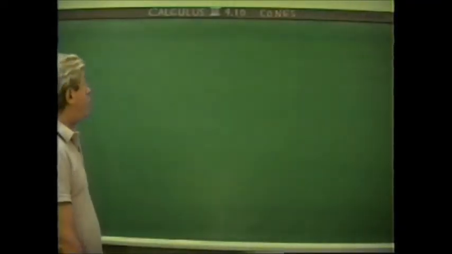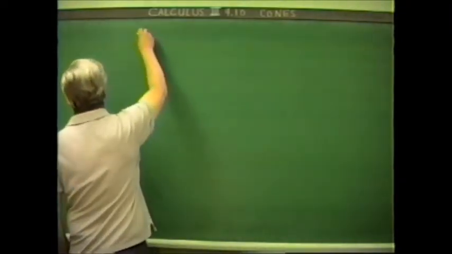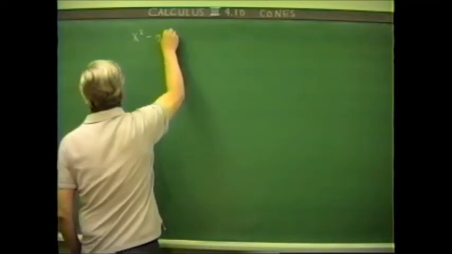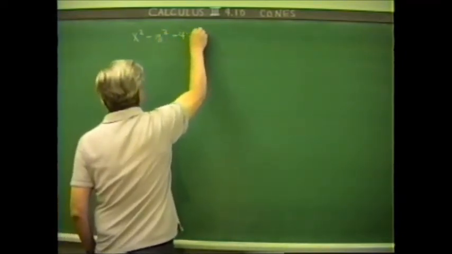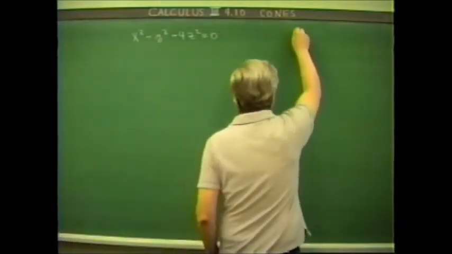Now comes the last of these quadratic surfaces that we're going to consider, which are the cones. And again, here you can see what you're dealing with by looking at the traces. We have something like x squared minus y squared minus 4z squared is equal to 0. This is going to be a cone.